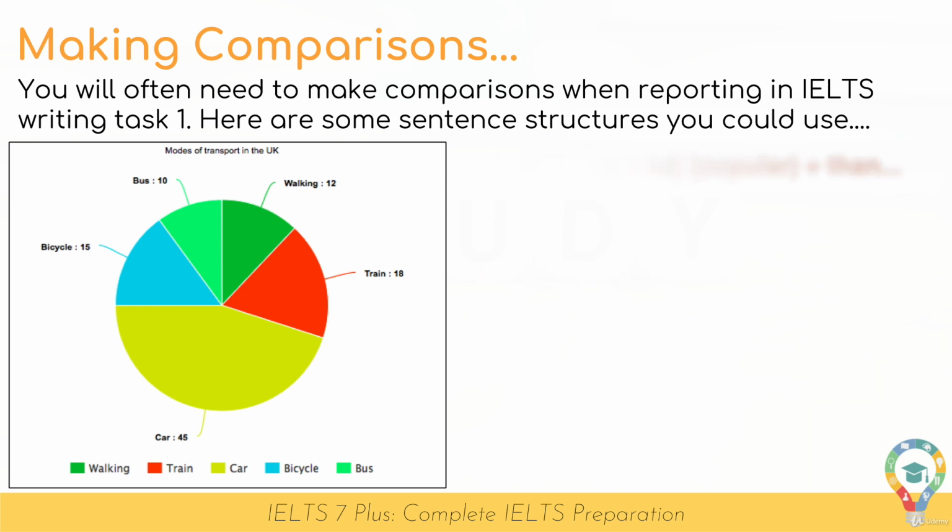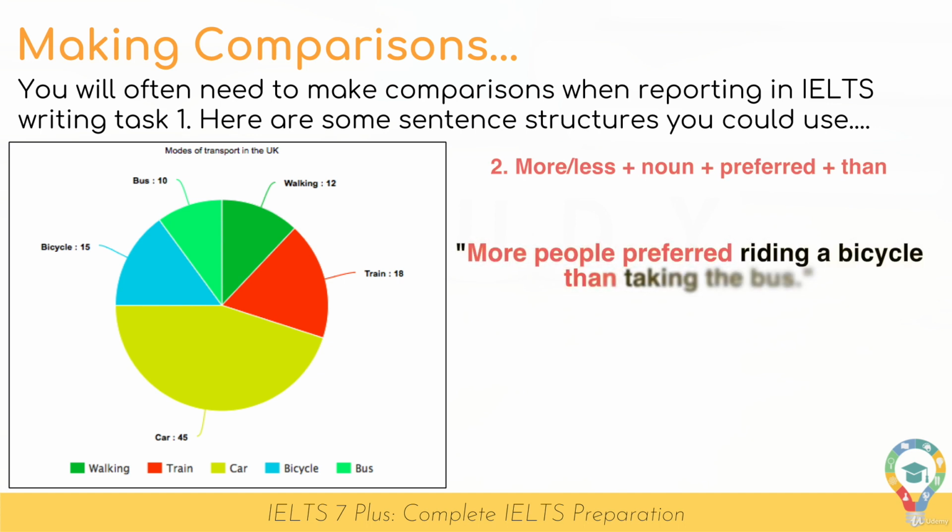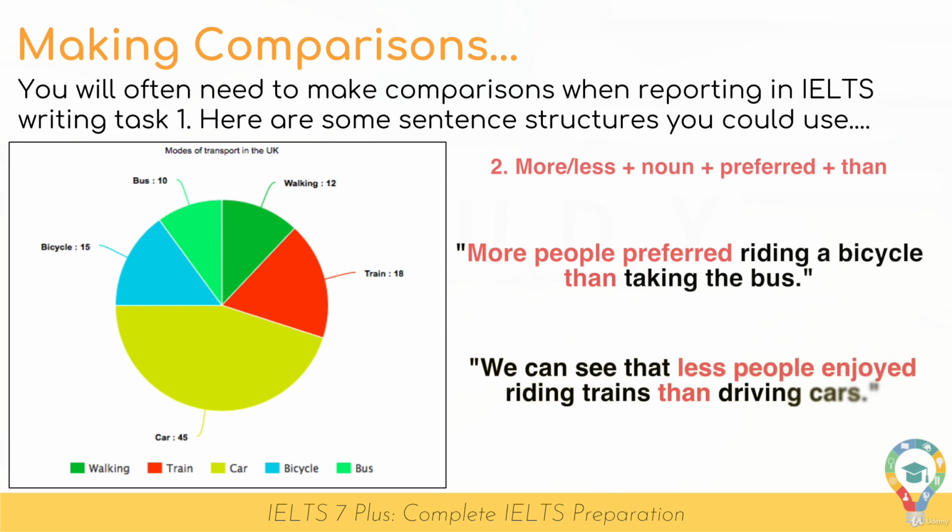Here is the second structure. More people preferred riding a bicycle than taking the bus. And here's example 2. We can see that less people enjoyed riding trains than driving cars.